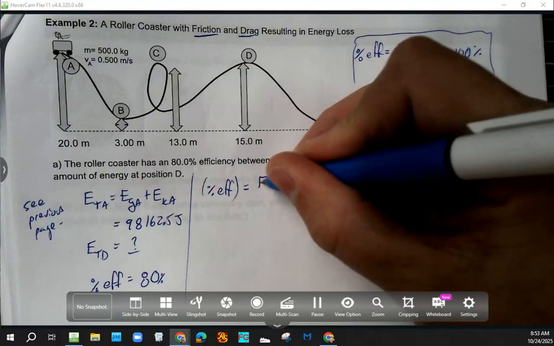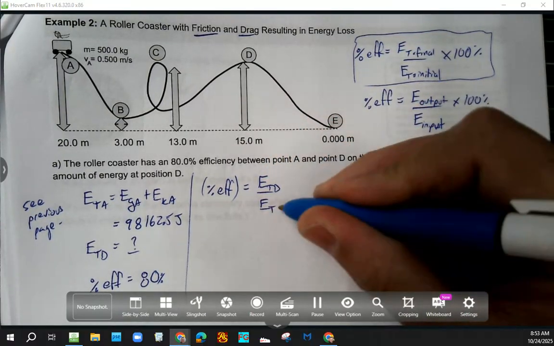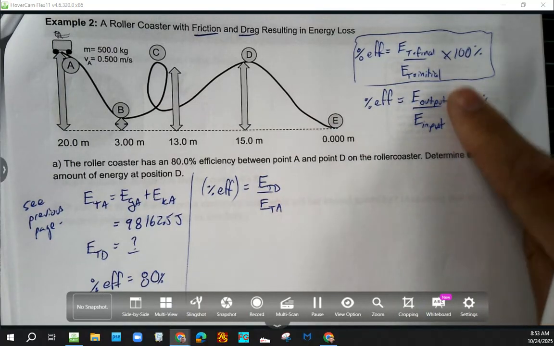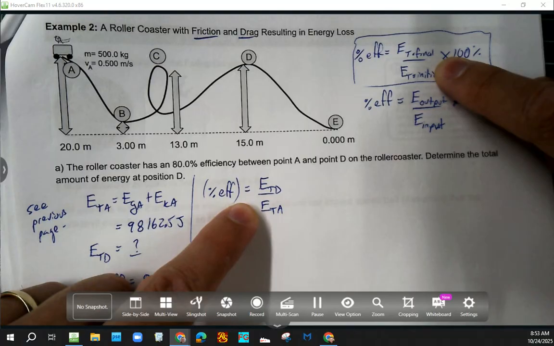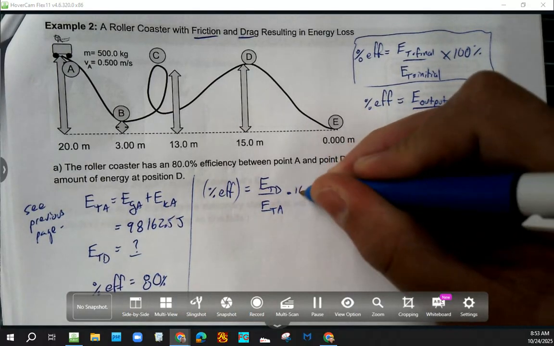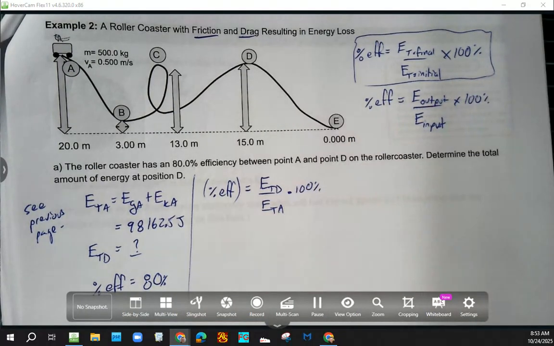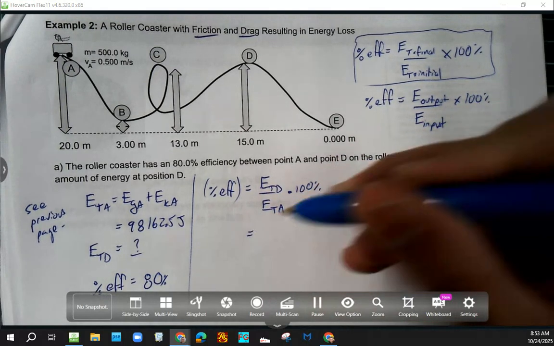E total D divided by E total A. Now, with my formula, I said final over initial. In this case, D is the stand-in for final, because that's our final point in the story, this little segment of the story we're telling. E total A is the first point in the segment of the story that we're telling, times 100%. And we can isolate to get E total D all by itself.